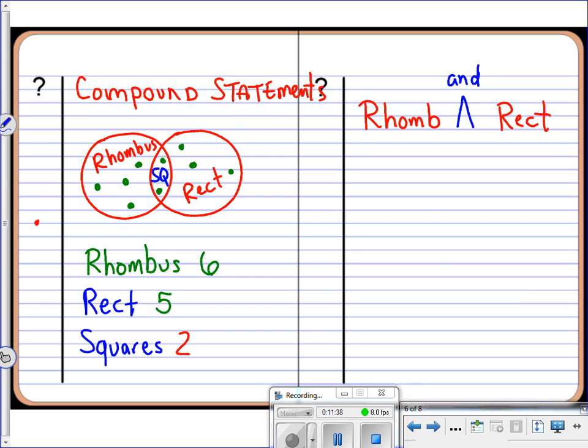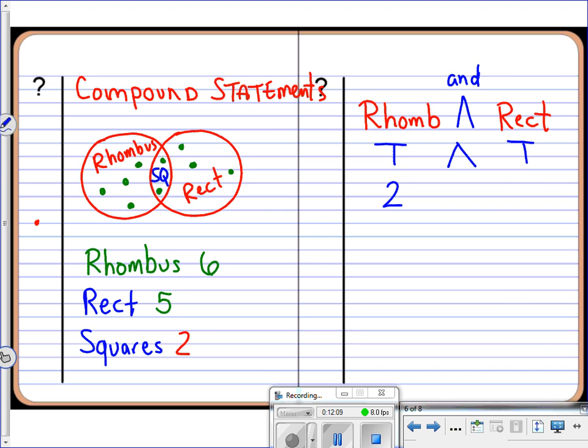Now if you look at this shape, this means and, so I'm looking for which shapes are rhombuses and rectangles. How many of those things? For this statement to be true, for you to count the item, it not only has to be a rhombus, it also has to be a rectangle. That's what the and requires. It requires a truth on one side and a truth on the other. Okay, see if you can figure out how many shapes are rhombuses and rectangles at the same time.